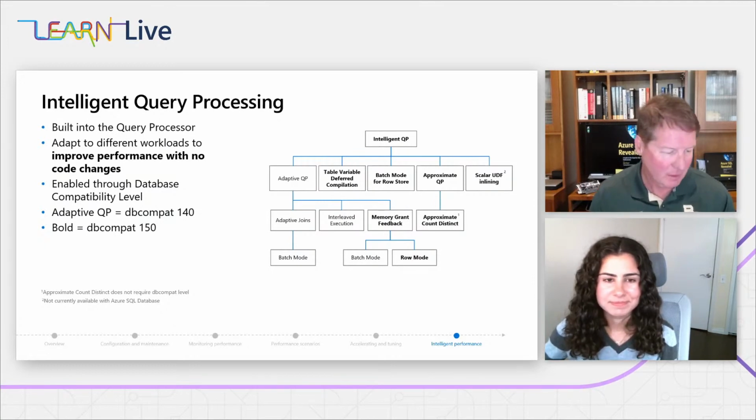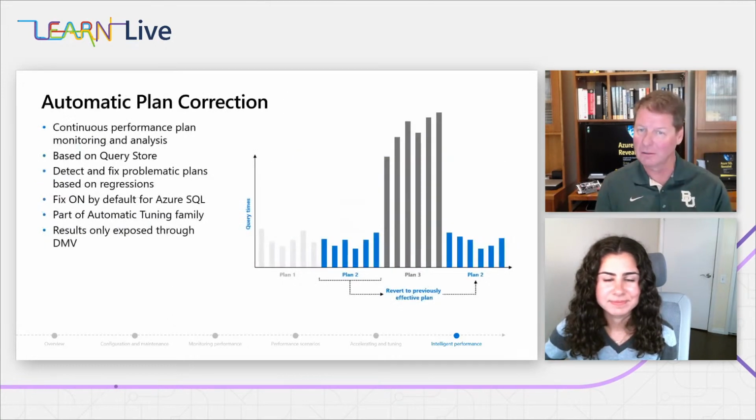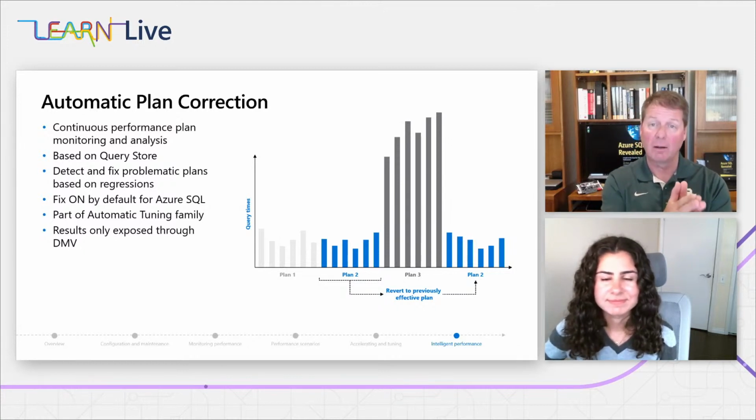In the engine itself. Now, automatic plan correction, a little different. It is technically part of the automatic tuning family for Azure SQL and SQL Server. And the idea is that it's all about query plan regression problems based on the query store. So in the query store, if you've got that turned on, we can recognize if a query plan caused worse performance than it did before. Notice the plan 2, plan 3 comparison. And if it did, we can tell you about it. And then if you'd like, you can turn on automation or automatic plan correction, and we'll just revert back to the plan that was faster.